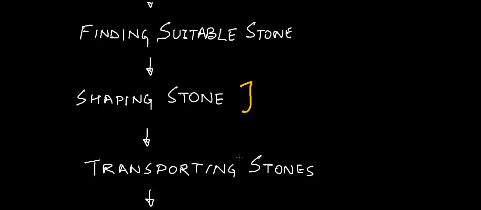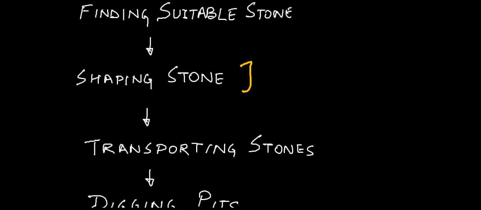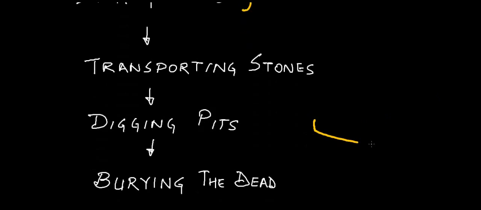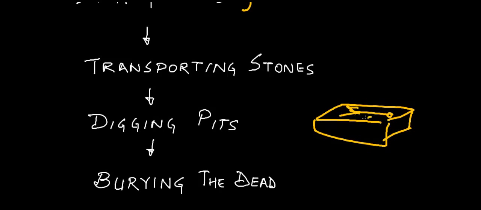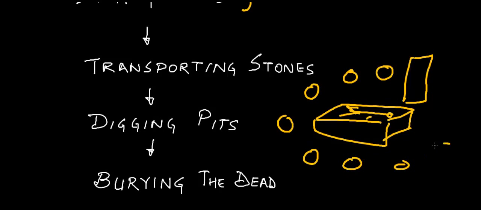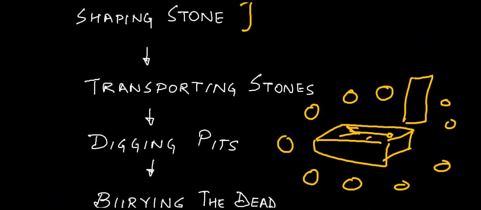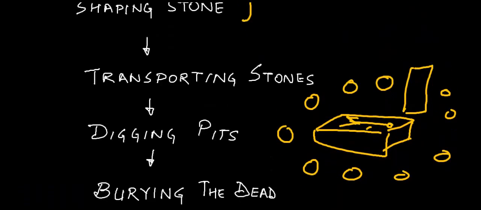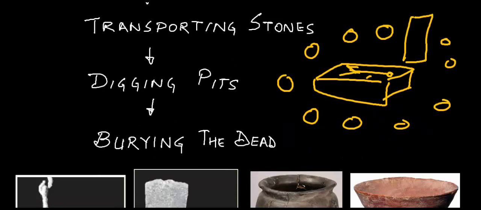Then transporting the stones to the burial site from the mountainous or rocky area where they might have found all these stones, and then digging the pits. They might have dug the pits for the dead, buried the dead there, and then kept the tombstone above it or somewhere, in whatever style they preferred. They might have done that in their own way. So this was the time when we actually saw the megaliths coming up.